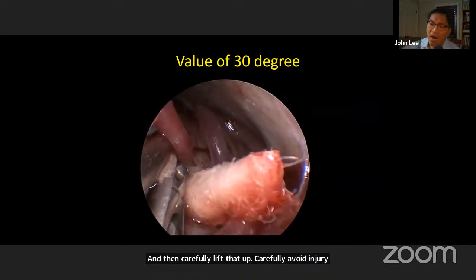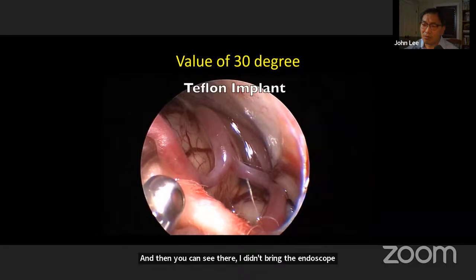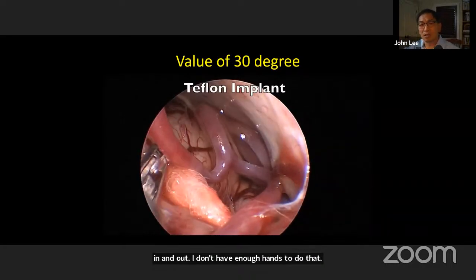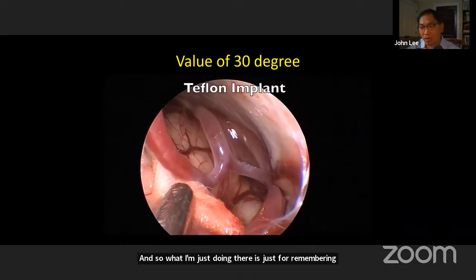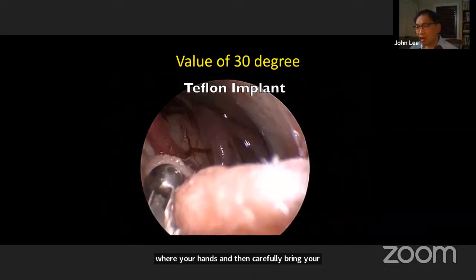And then you can see there, I didn't bring the endoscope in and out. I don't have enough hands to do that. So what I'm doing there is just remembering my hand position, my psychomotor. Just know where your hands are, and then carefully bring your instruments in without crisscrossing or causing a problem.